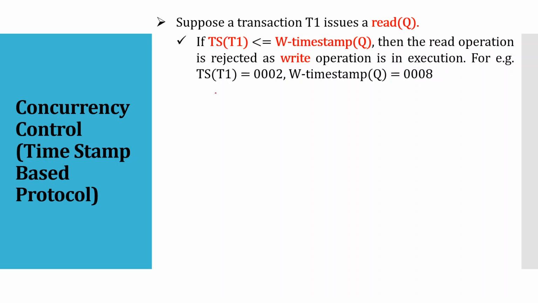What it says is, T1 wants to read and the data item already has a W timestamp, right? So let us say that TS of T1 is 0002 and the W timestamp is 8. So 8 is already greater than 2, right? So is this condition true, that TS of T1 is less than or equal to the W timestamp of Q? It means that you are already given permission to write your data till this particular hour.